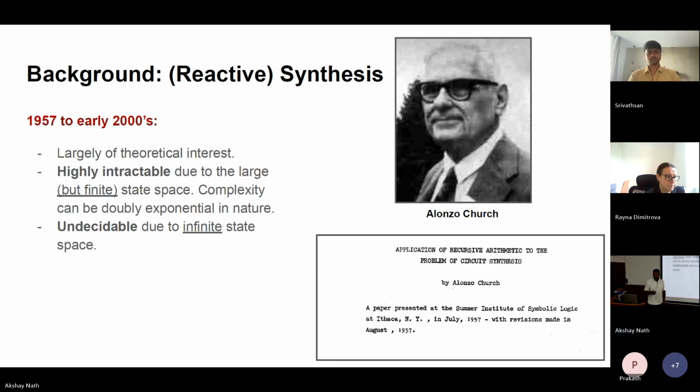Now, from 1957 to early 2000, this area was largely of theoretical interest because of the challenges faced. For example, this problem is highly intractable, especially when you have finite state spaces but very large state spaces. The complexity can easily be doubly exponential in nature, and it's easily undecidable if you have an infinite state space.